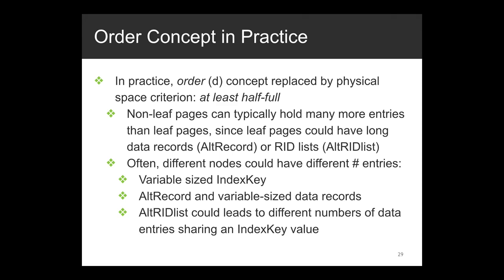Okay, does that make sense? The same holds for Alt record with variable size data records because you have variable length entries, and for Alt RID list. So this is why we replace this logical notion of order, which counts the number of entries, with a physical criterion that just looks at whether at least half the bytes are not free.